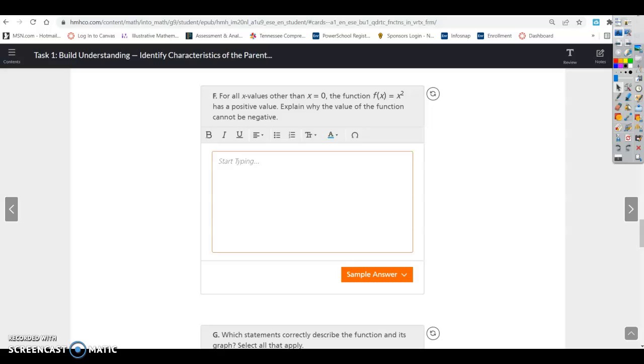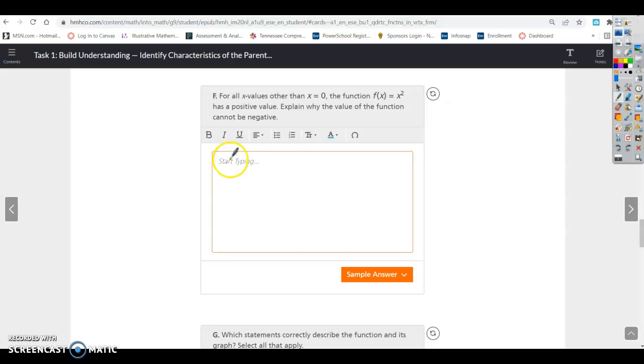For all x values other than x equals 0, the function f of x equals x squared has a positive value. Explain why the value of the function cannot be negative. All right, so it can't be negative because what we're doing is taking a number and we're squaring it. And it doesn't matter if you have a positive number or a negative number.